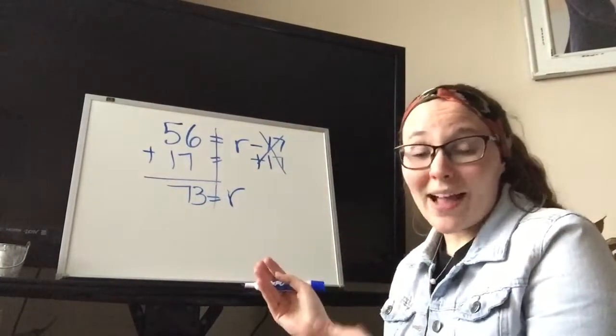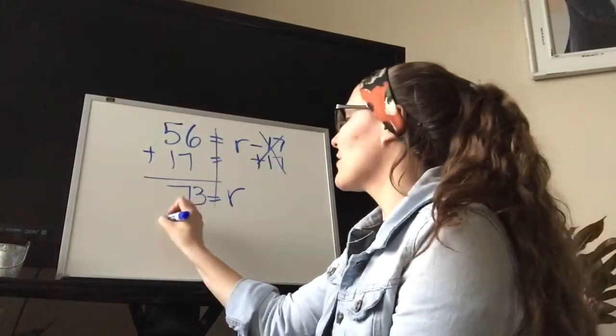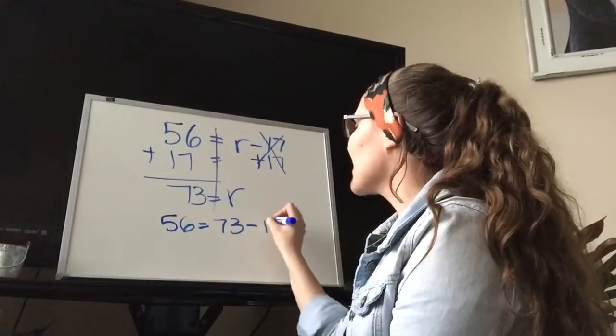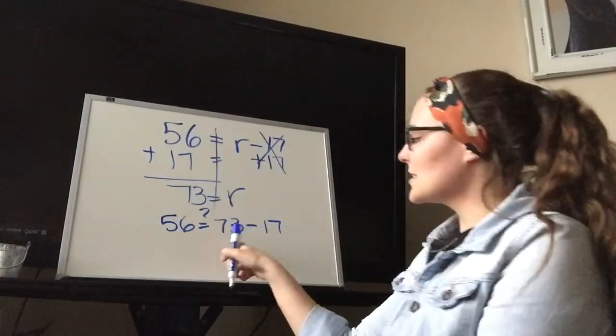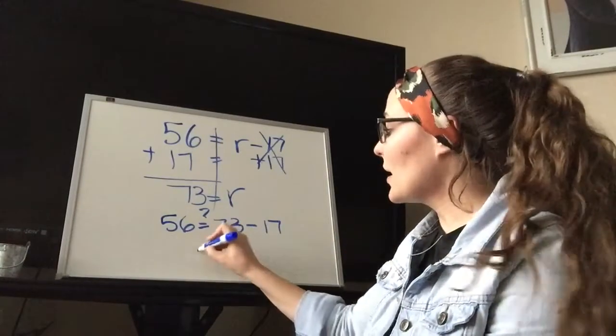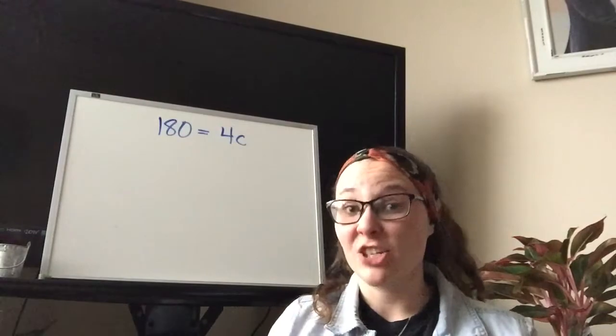So now I'm going to go back and check that by substituting in 73 for r. So I would say 56 equals 73 minus 17. Is that correct? Is 73 minus 17 56? Yeah, so we know that our answer is correct. All right, I think we're feeling pretty good about addition and subtraction.